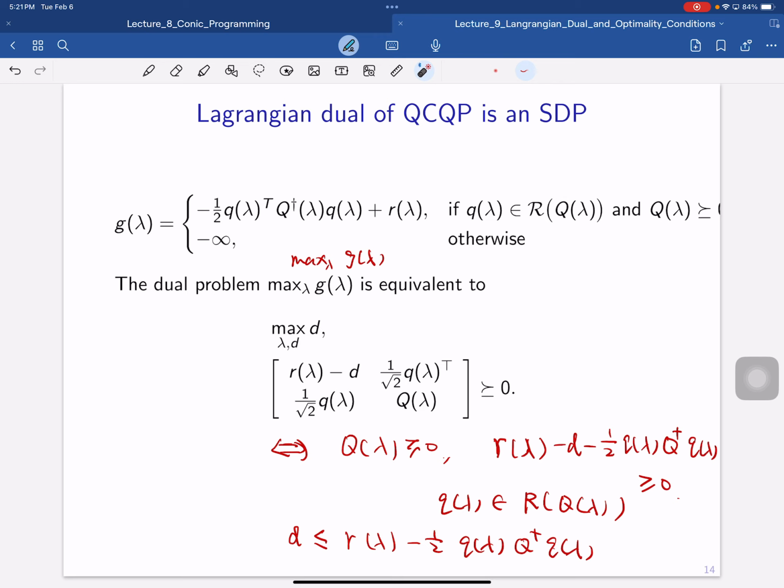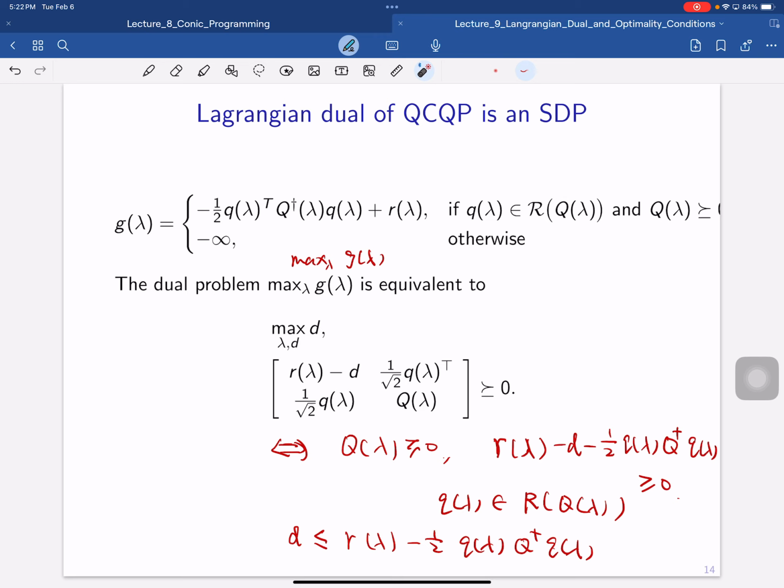And you enforce that d has to be less than or equal to the objective function, and since we are maximizing over d, then d will always be equal to this term here in the optimal solution. And that's why you can show the Lagrangian dual of QCQP is an SDP. One interesting thing to note is that the original QCQP might be a non-convex problem.